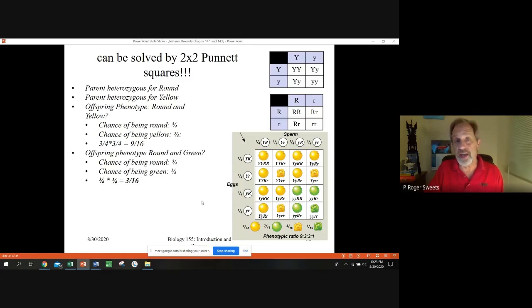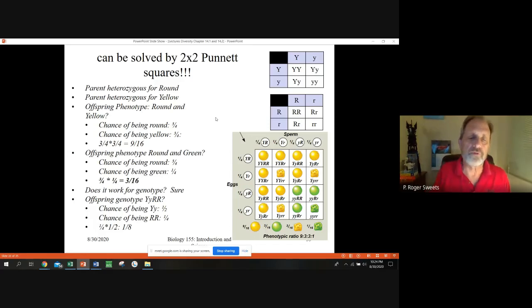And you can do that for genotypes. I did it for phenotype right here. You can do it for genotype. Offspring genotype YyRR. Well, look, the chance of being heterozygous Yy is 1/2. The chance of being big RR is 1/4. 1/2 times 1/4 is in fact 1/8. And in fact, if you went through this, you would find that 1/8 of these possibilities were heterozygous for the color and homozygous for being round.